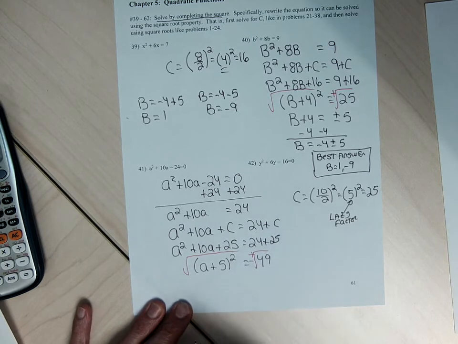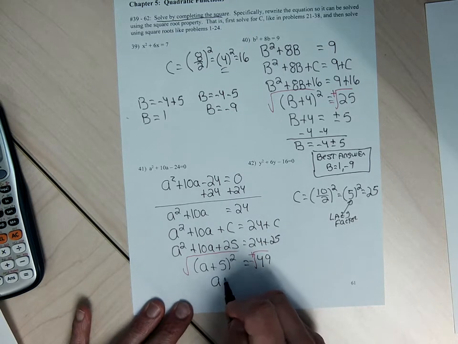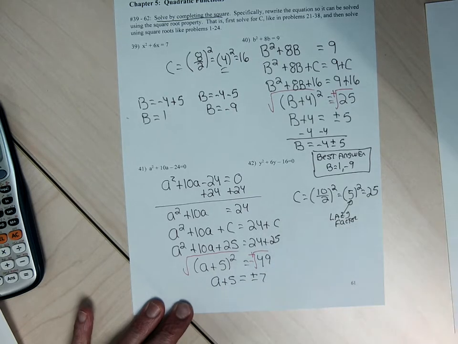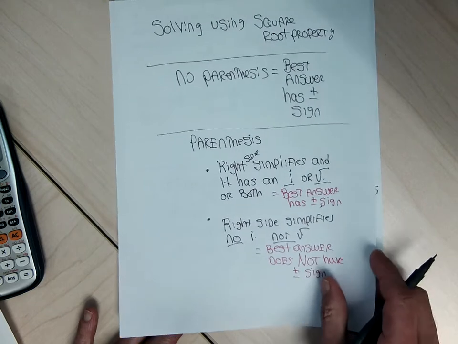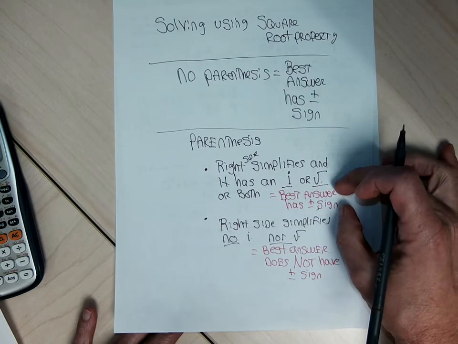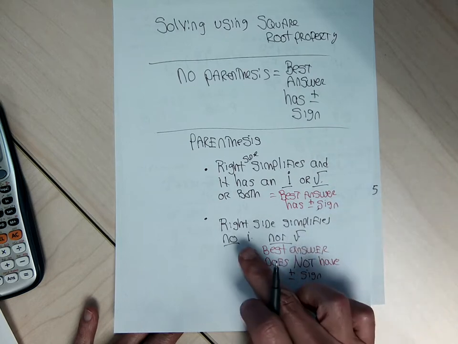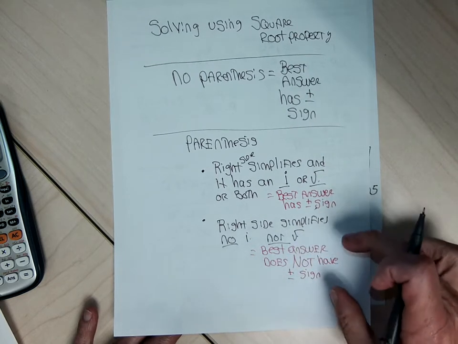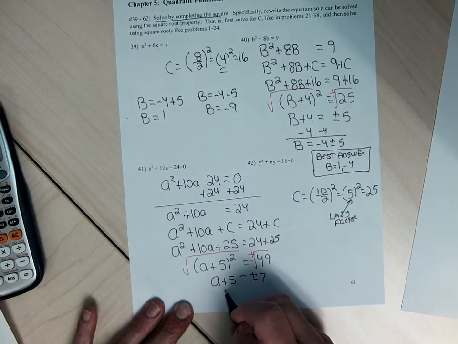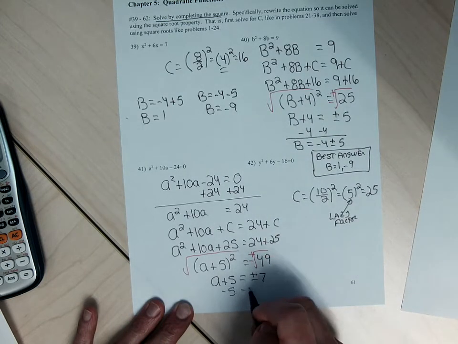On the left-hand side, I get a plus 5. On the right-hand side, the square root of 49 is 7. When you're solving these square root problems, if the right-hand side had an i or a square root, my best answer would have a plus or minus sign. Here, the right-hand side doesn't have an i, it doesn't have a square root. My best answer doesn't have a plus or minus sign. So I need to solve by the square root property.